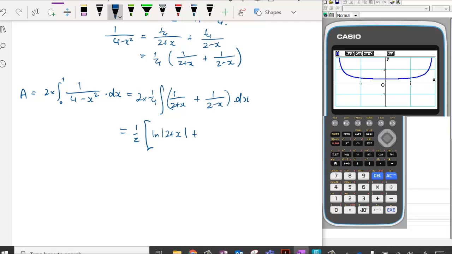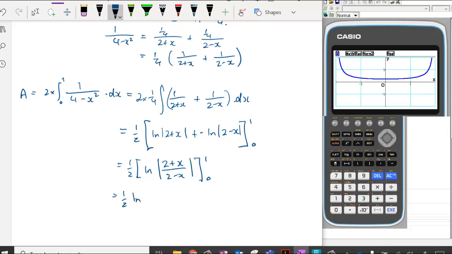2 take x, now we'll have to bring a negative out in front to make the numerator the derivative of the denominator. So this will be negative ln 2 take x, and this is between 1 and 0. So we have 1/2 ln 2 plus x over 2 take x between 1 and 0.